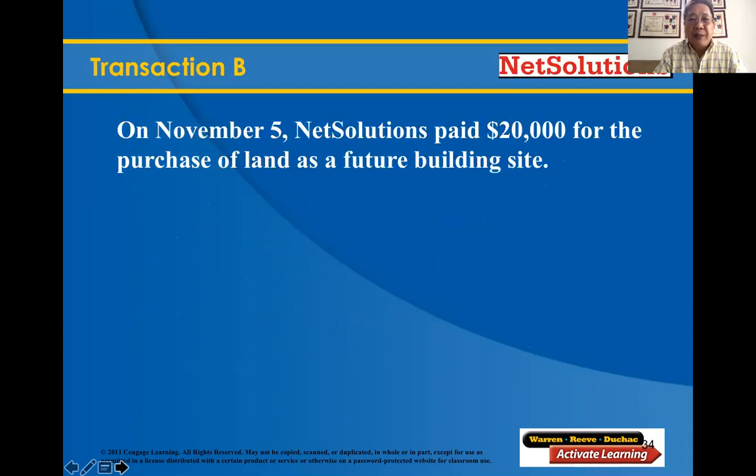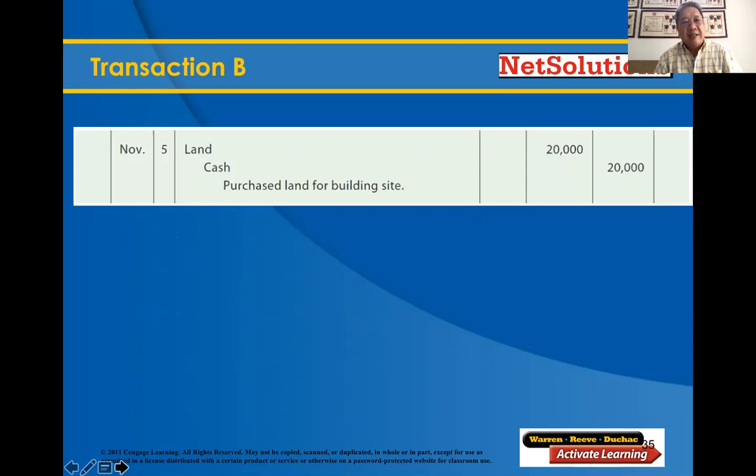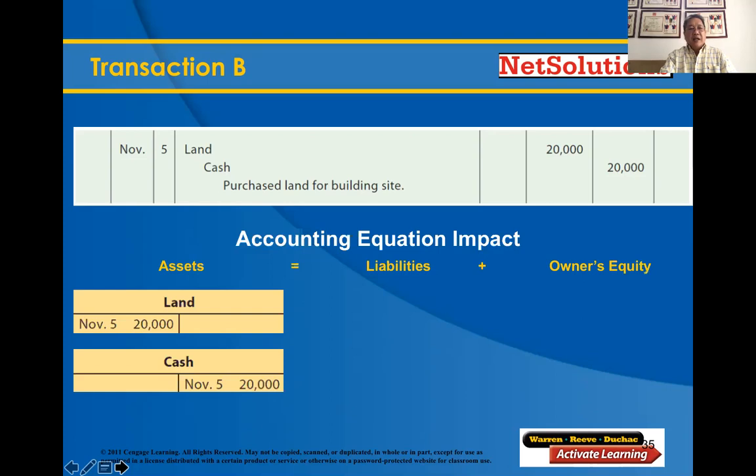On November 5, di ba, bumili siya ng lupa, yung katabi ng building? Ang entry dyan ay debit land, credit, cash. Date, debit, indented ng credit cash, nabawasan ng cash. Purchase land for building site. Yan ang effect. Increase in asset, decrease in asset. Nabawasan ng cash na asset at nadagdagan ng asset kasi bumili ng land. Balansyado pa rin yan, di ba? Debit, credit, zero balance is equals to balance.